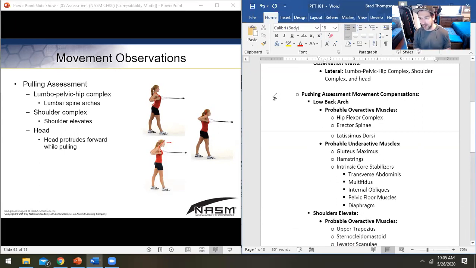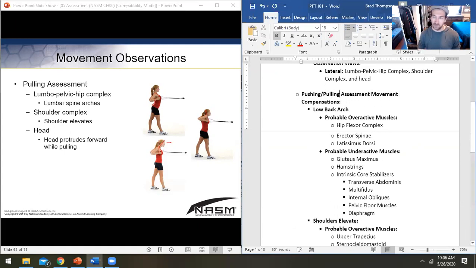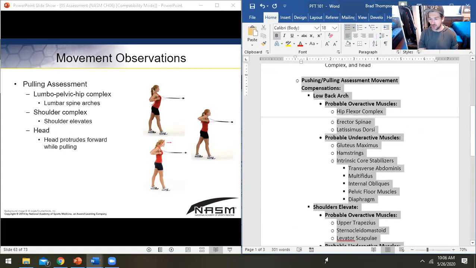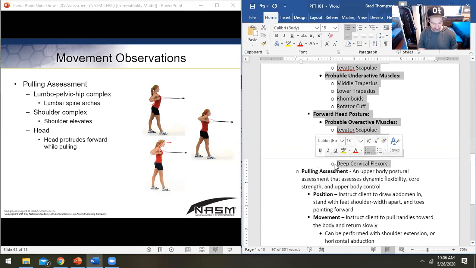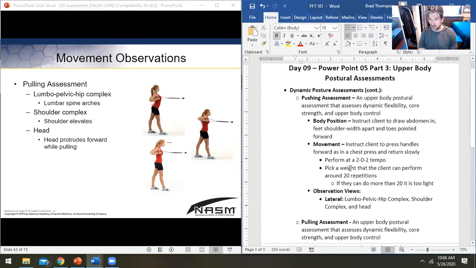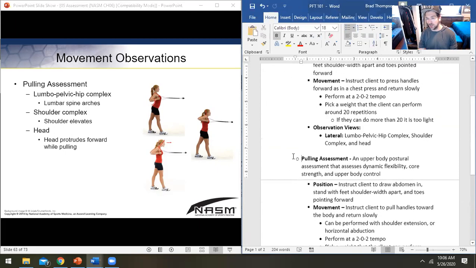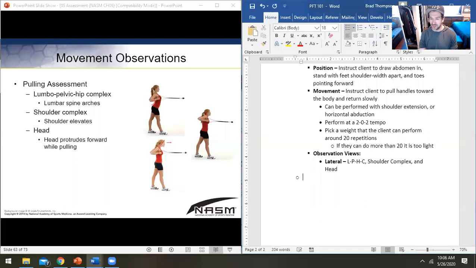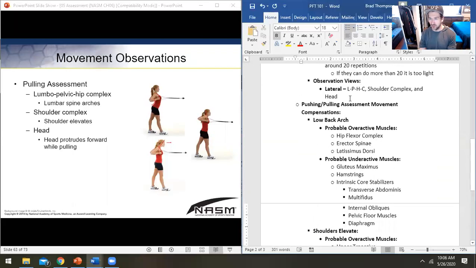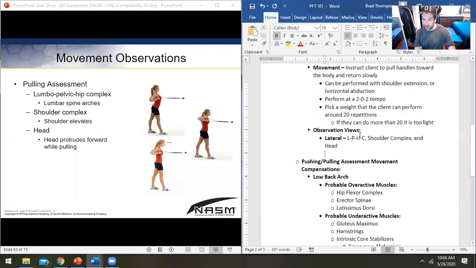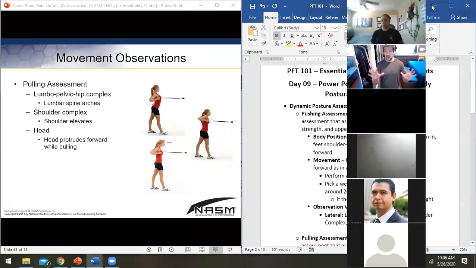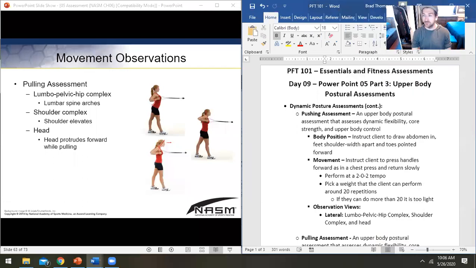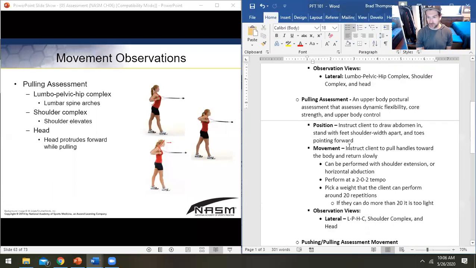But I am going to now modify this. I'm actually going to turn this into pushing/pulling assessment movement compensations. I'm going to move this whole list down below for those of you who are doing this later. So now you're going to see pushing and pulling are right next to each other. And then underneath it will be all of the movement compensations for both. So for those of you who are going along with us, just draw an arrow up and it'll say, see the same muscles as before. The movement compensation is the same, but hopefully that doesn't totally alter all your stuff.